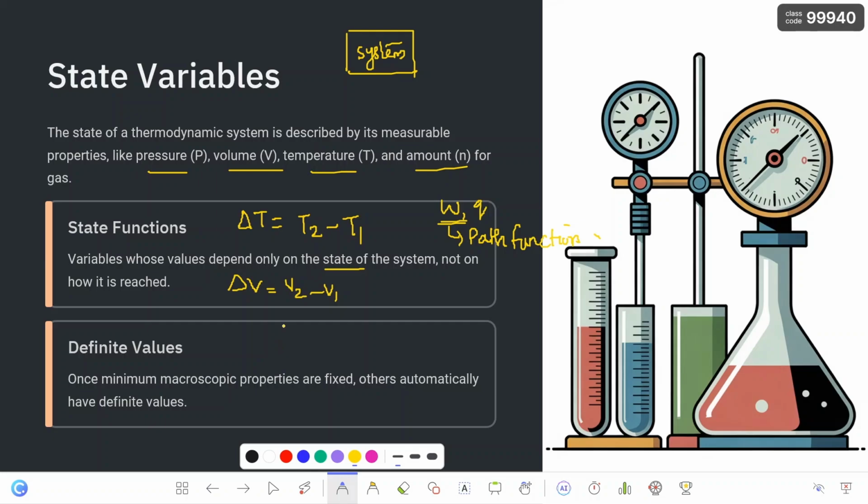What does that mean? For a gas we know the ideal gas equation, PV equal to nRT. If we define pressure, volume and number of moles, the temperature will automatically get fixed. It will have some definite value. For 1 mole of gas, we just need to define the pressure and volume, and the temperature will be fixed. Otherwise, we just need to define pressure and temperature, and the volume will be fixed. So we don't need to define all these variables. Once some minimum macroscopic properties are fixed, the others automatically have definite values. That is the meaning.